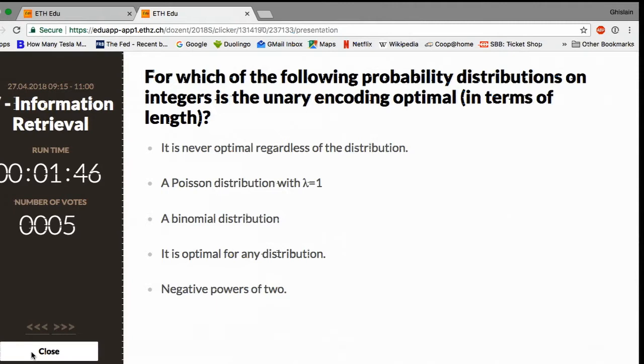Is it never optimal? Is it always optimal? Is it a Poisson distribution with lambda equals 1? Is it a binomial distribution, or is it a distribution with negative powers of 2, which you know sums up to 1 because you're computer scientists and you know everything about powers of 2?